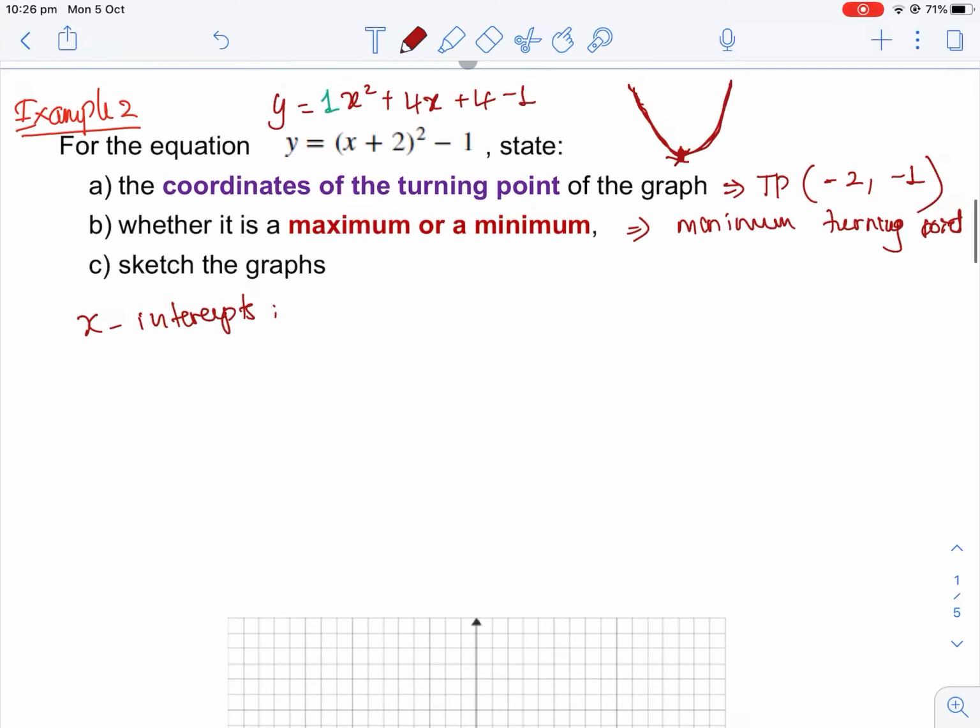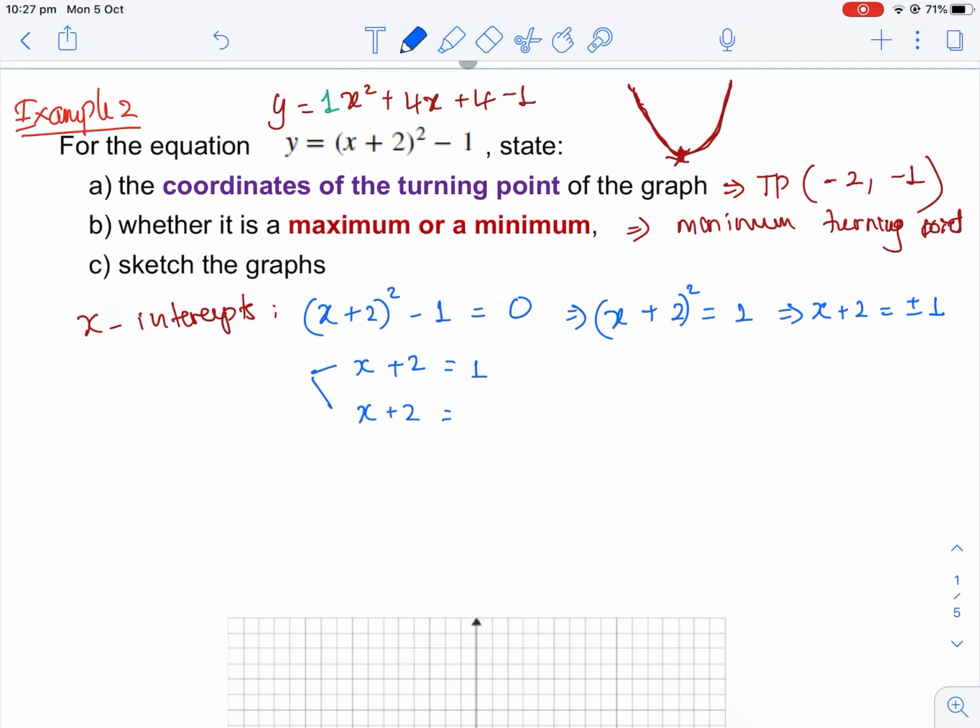To find the x-intercept, we substitute y equals 0 to find the value of x. So it is (x plus 2) squared, take away 1, equals 0. Then we move 1 to the other side: (x plus 2) squared equals 1. Then we take the square root of both sides, so x plus 2 equals plus or minus 1. So x plus 2 equals 1 or x plus 2 equals -1.